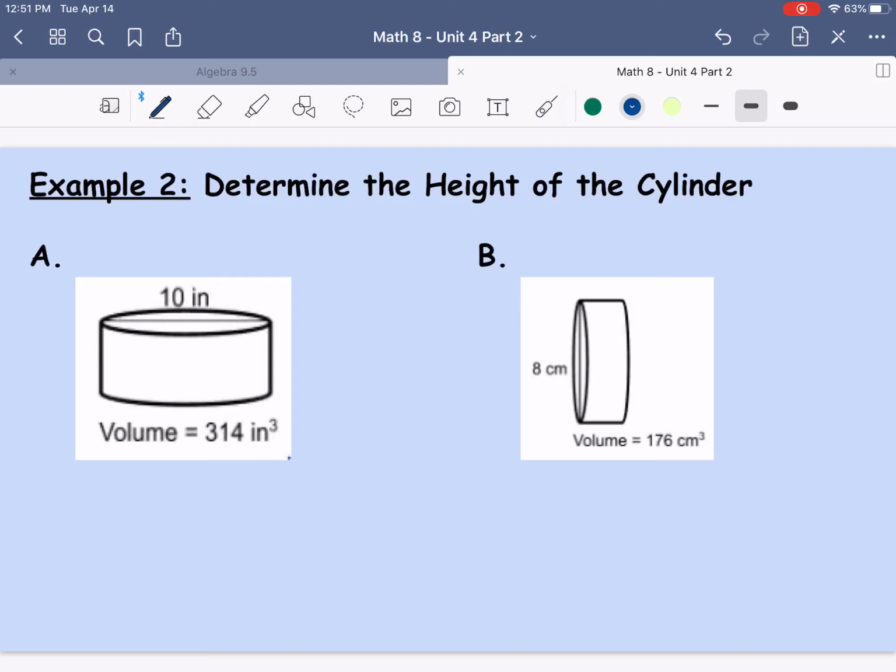Okay, so using the formula to determine the height of the cylinder. So our formula, pi times the radius squared times the height. Go ahead and pause the video for just a moment if you don't have the notes printed, and go ahead and sketch these cylinders along with the numbers that you're given. When you're done doing that sketching and writing down those numbers, go ahead and press play on the video again.